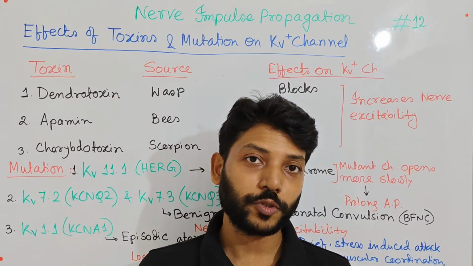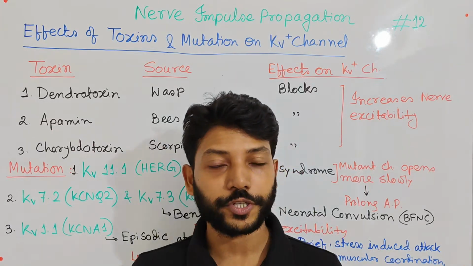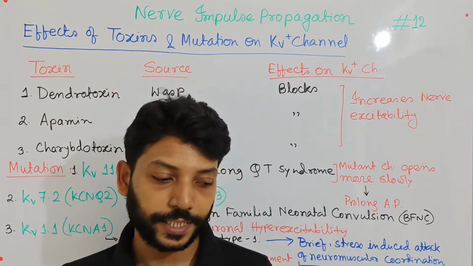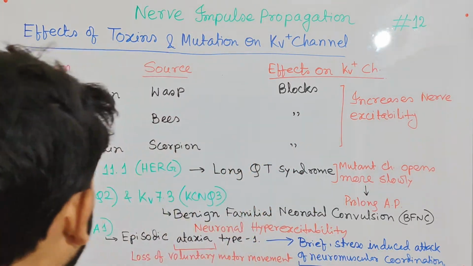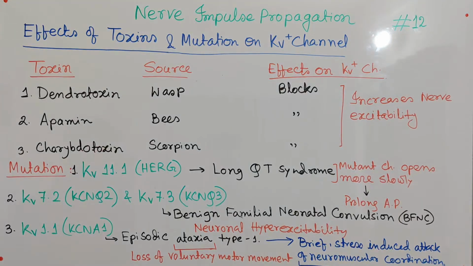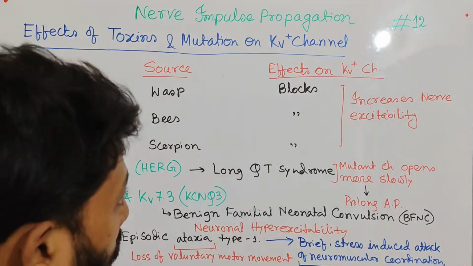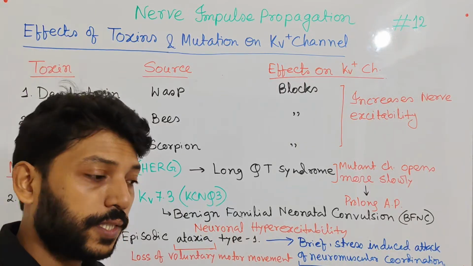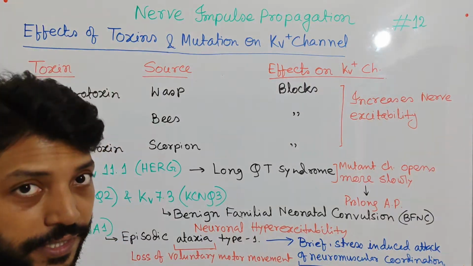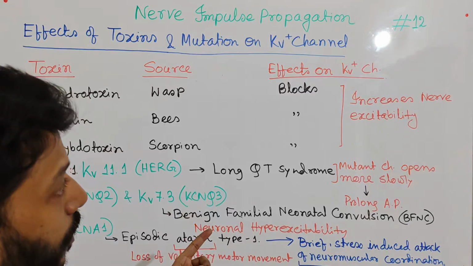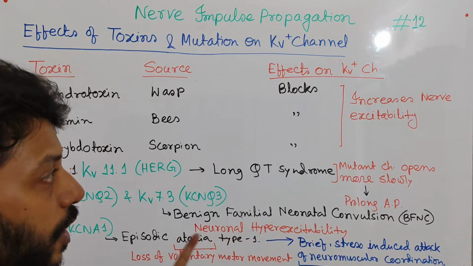Now let me talk about the effects of toxins and mutations on voltage-gated potassium channels. At first I want to talk about the toxins. Dendrotoxin is present in the wax. It blocks the voltage-gated potassium channels. Blocking means it blocks the ionic passageway, and by doing this it increases nerve excitability.